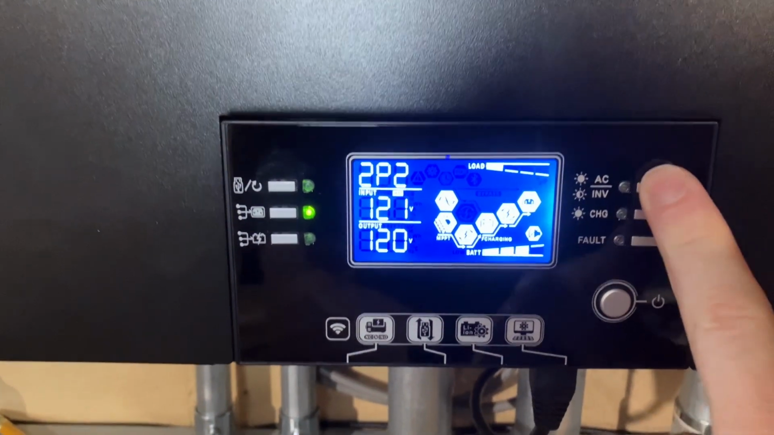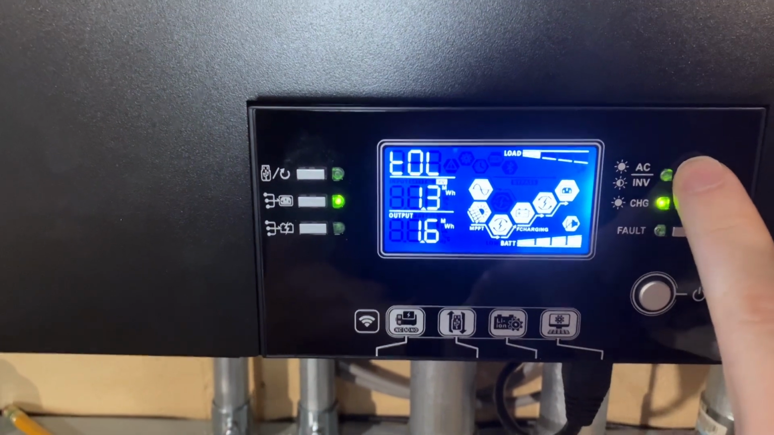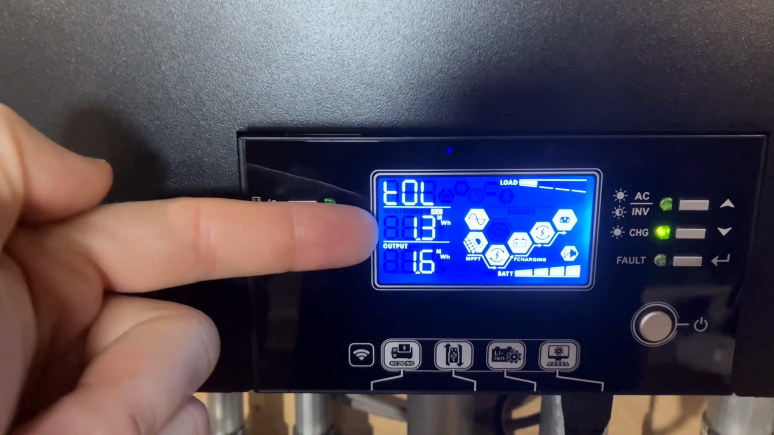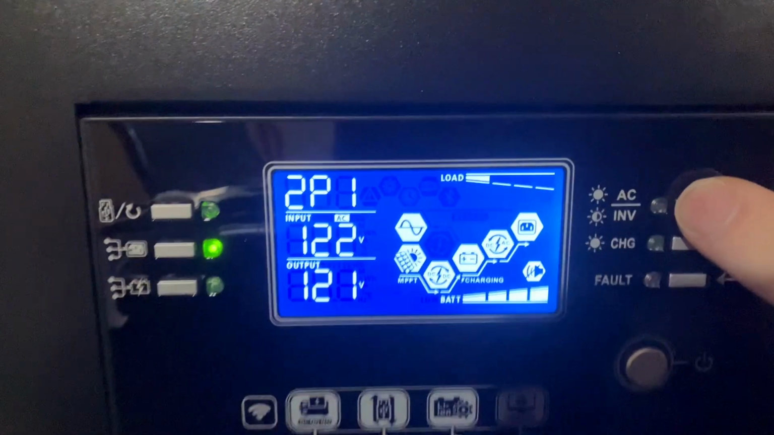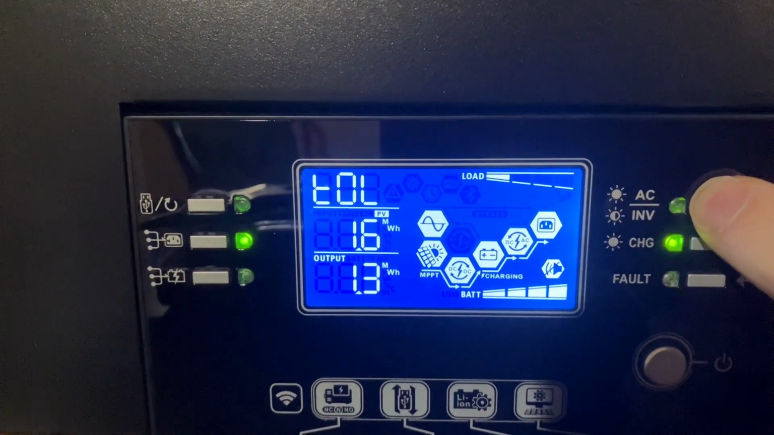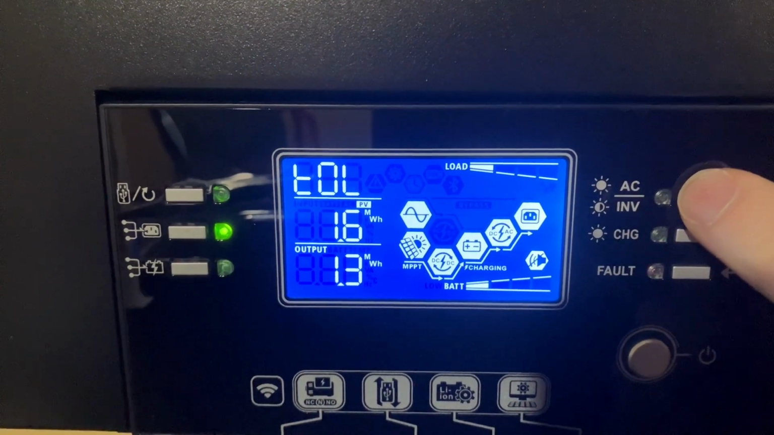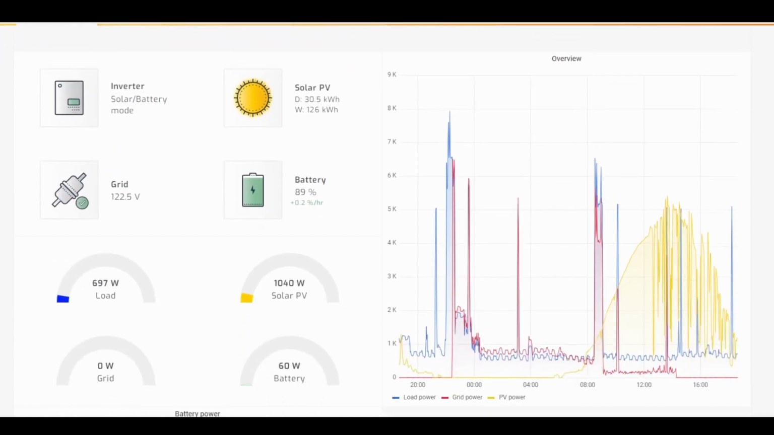And if we take a look at the inverter, we can scroll up. So this is my phase two inverter. We can see that this inverter has produced 1.3 megawatt hours of PV and output 1.6 megawatt hours of power. And if we look at inverter one, we can see this inverter has produced 1.6 megawatt hours of PV and 1.3 megawatt hours of output. So looking at Solar Assistant here, done pretty well for the day, 89% battery, and we still have some solar coming in.